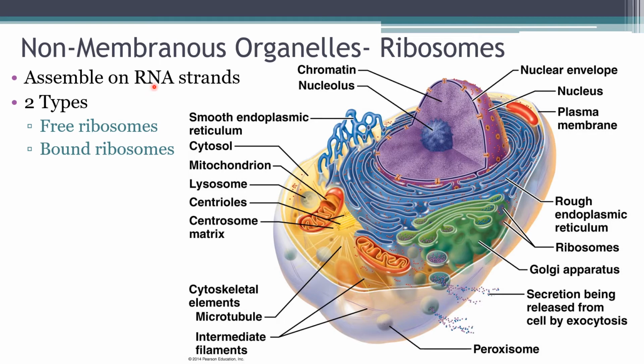These ribosomes are only formed when there's an RNA strand for them to produce protein from. So they're not always there. If you see them, that usually means that they're actually working.